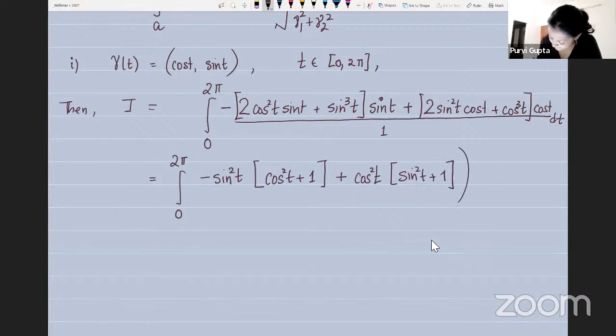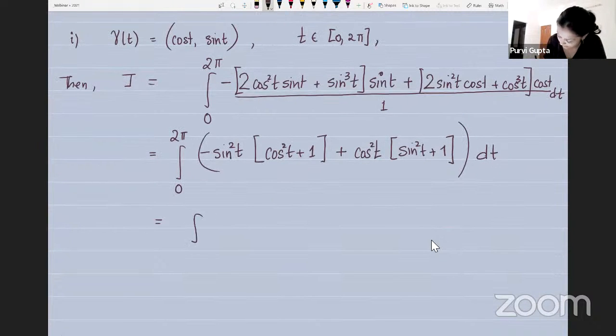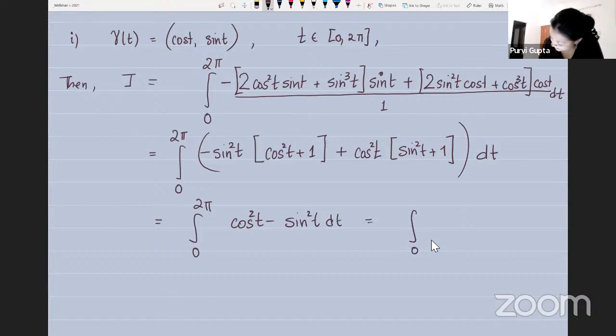Okay, and all of this dt. So don't worry, we are almost done. And finally, what does all of this give us? If I multiply all of this out, I will at the end of the day just get cos square t minus sine square t. And it's almost magical that we are getting something that we can actually write in a very simple fashion.